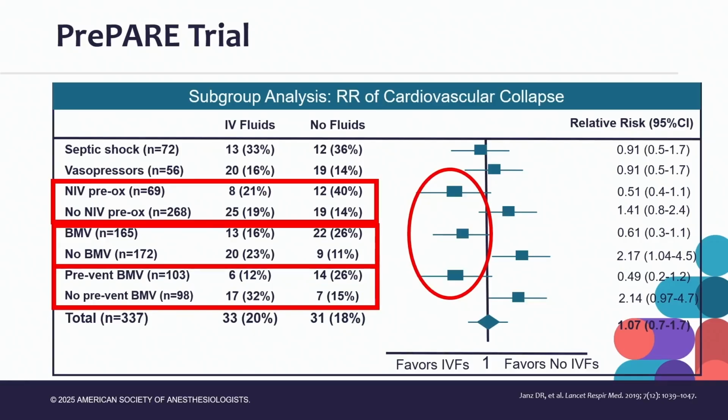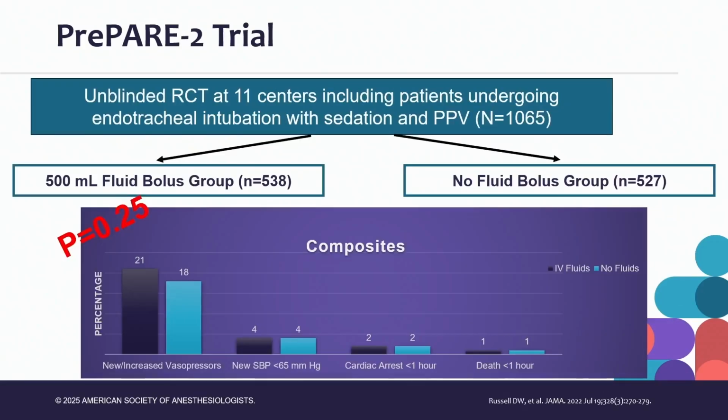So the same group then decided to do the PREPARE 2 trial, where they said we're going to only look at patients who are receiving positive pressure ventilation, and let's see if we give them a 500 cc fluid bolus, does that make any impact? And again, if you look at the results here, there was no difference in outcome between the group that got that fluid bolus versus the one that did not. So what it means is just giving fluids to everybody may not be helpful.